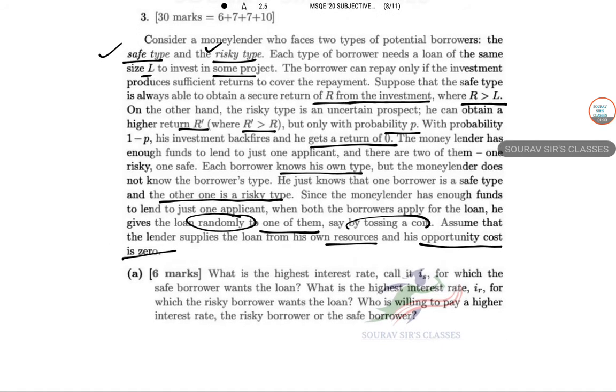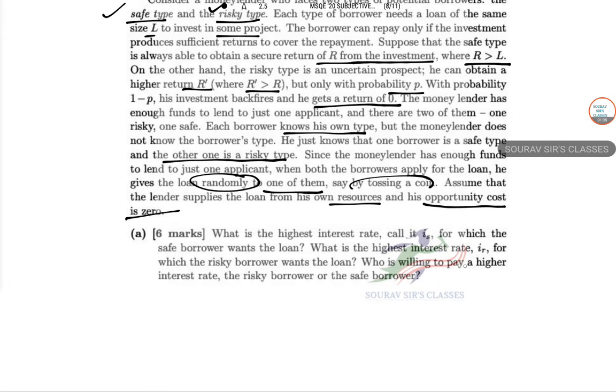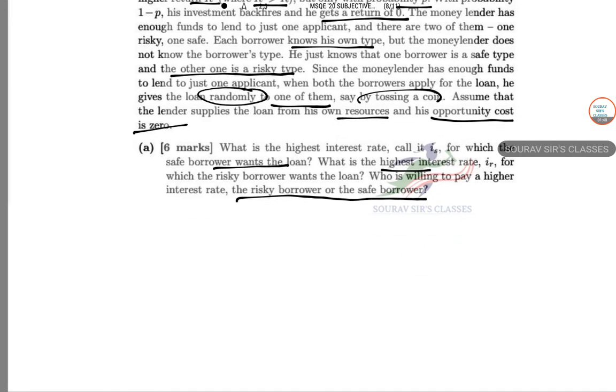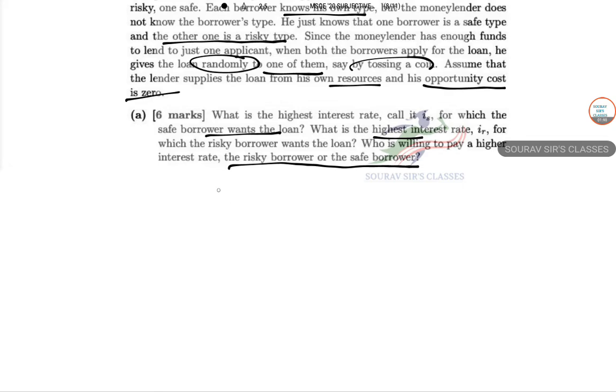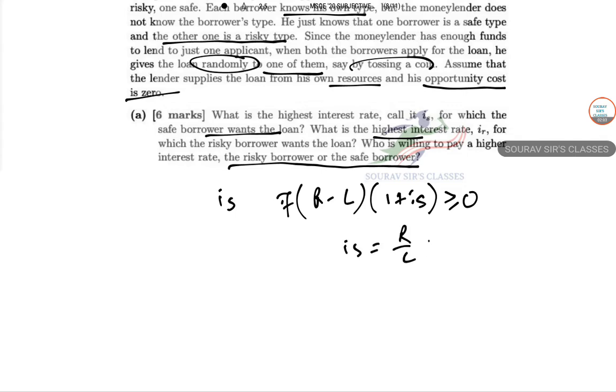So what is the highest interest rate, call it IS, for which the safe borrower wants the loan? What is the highest interest rate for the risky borrower, and who is willing to pay a higher interest rate, the risky borrower or the safe borrower? Here the question part is very easy. The safe borrower borrows if (R minus L) into (1 plus IS) is greater than or equal to 0. If you just solve it, IS equals R by L minus 1.